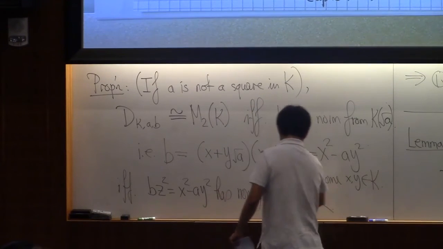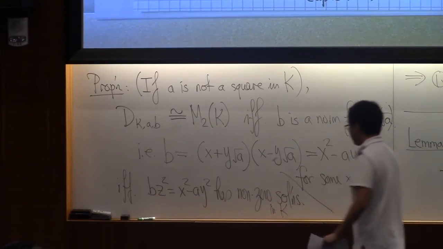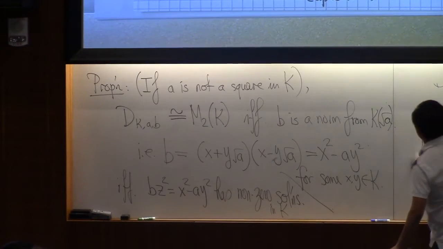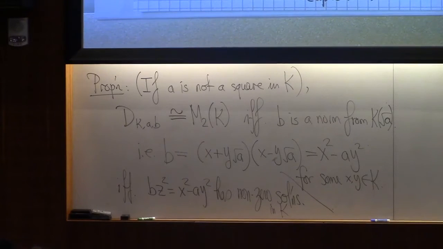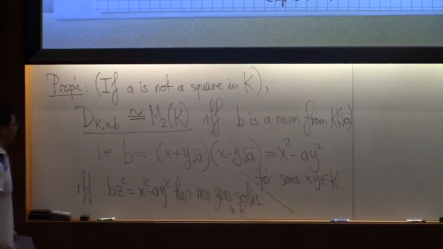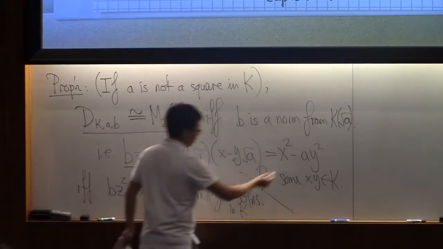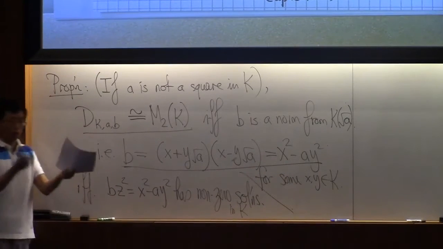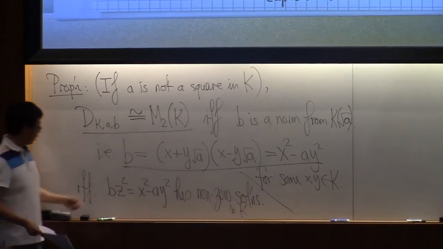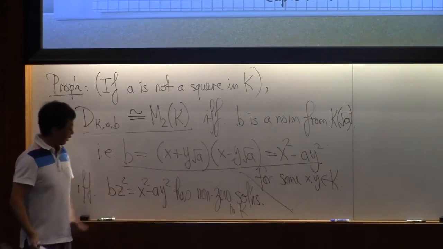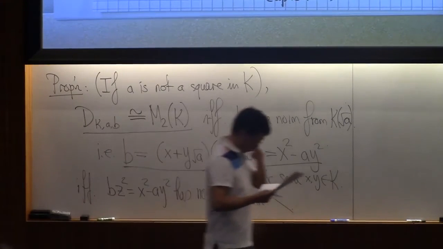in K. Here, when I say non-zero solutions, I mean a solution where X, Y, Z are not all zero. Of course, for any homogeneous equation, setting all variables to be 0 gives a solution. That's pretty stupid. So what we're saying is that the quaternion algebra being the same as the matrix algebra is the same as B being written as X squared minus AY squared for X, Y in K, or equivalently this homogeneous quadratic equation has non-zero solutions in K.